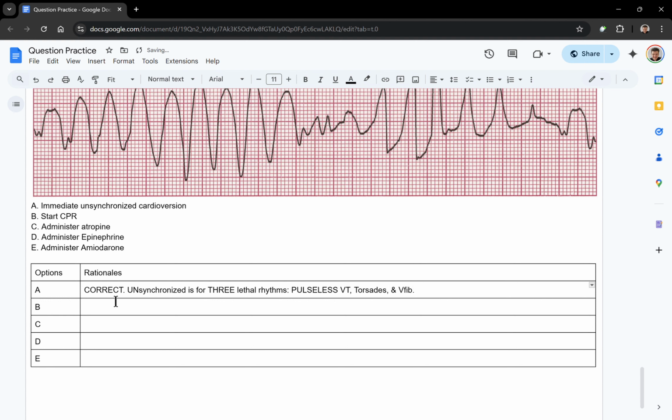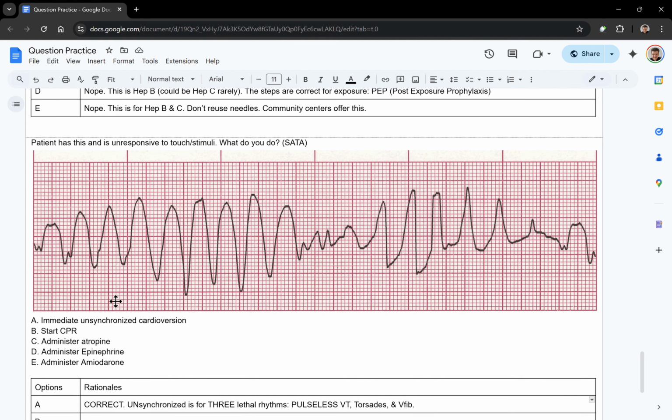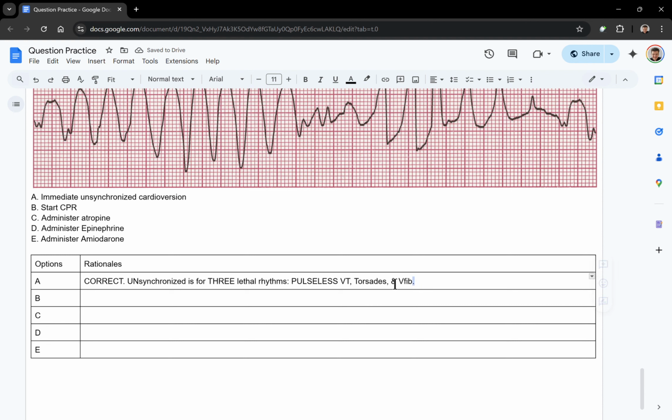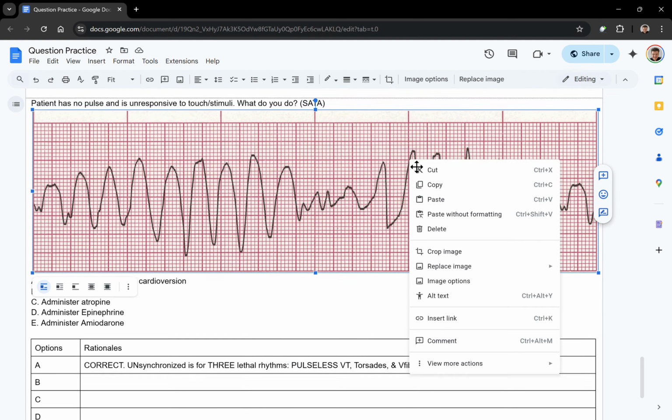So when you're doing these rationales, you want to go through them, because this could easily be VFib or it could be VTAC. It'd have to tell you there's no pulse. It has no pulse, and it's unresponsive to touch and stimuli, okay? So it could be any one of these rhythms. That's the reason why I was trying to get you guys to do rationales, and not just go D, D, D, D. That's not going to help you. You can easily guess, but you want to get the rationale behind it, because it could easily be a different rhythm.